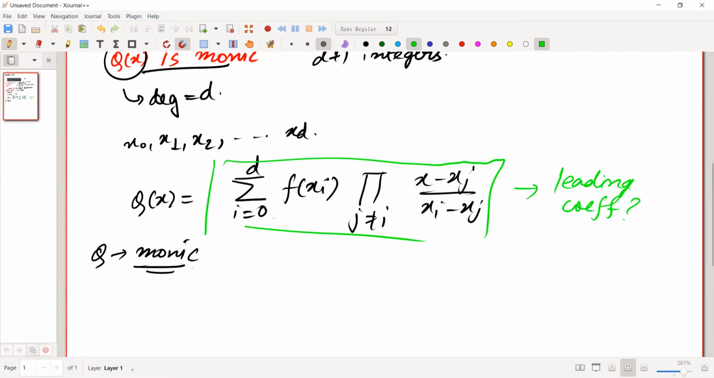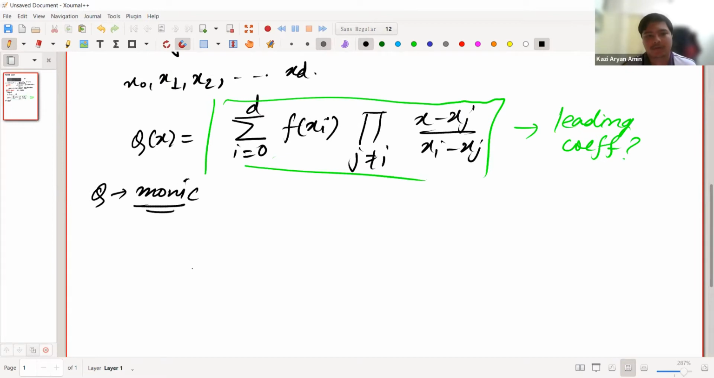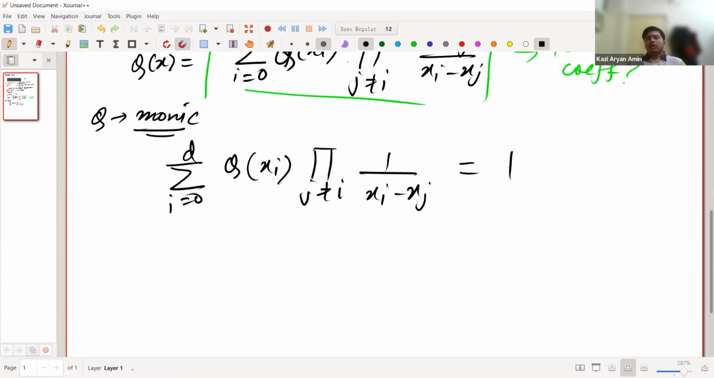Sum of f of xi by product xi minus xj. Yeah, that is correct. So if you try to write the leading coefficient for this, it turns out that the leading coefficient is something like summation i equals 0 to d. I mean, okay, I was meant to write q of xi here, q of xi multiplication j. And by the problem statement, it is equal to 1.